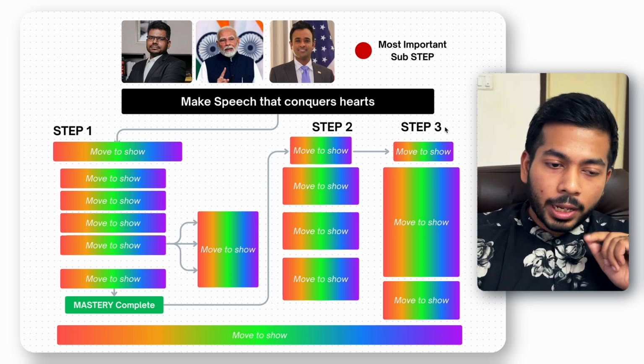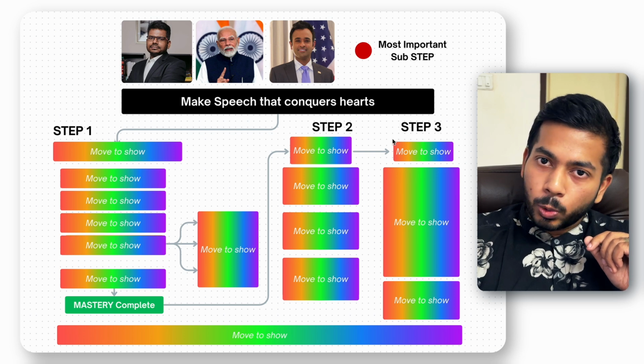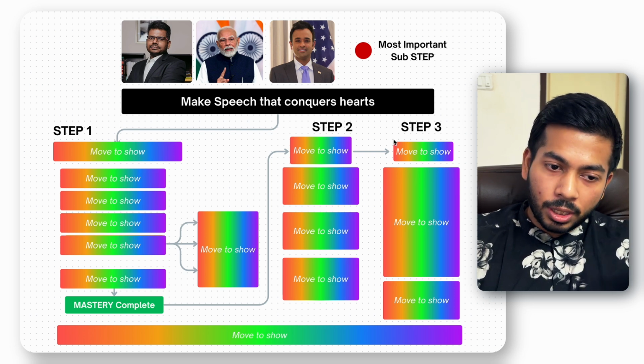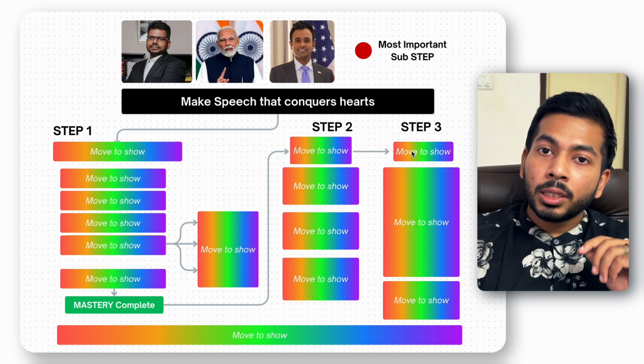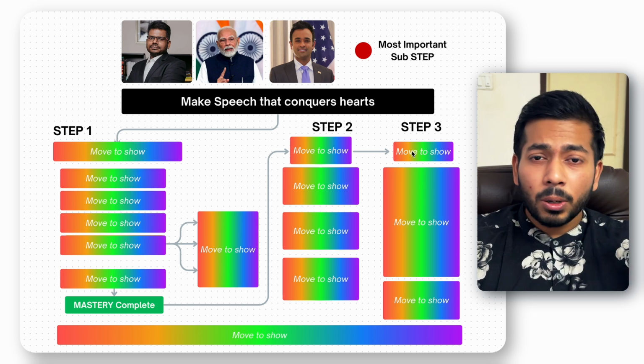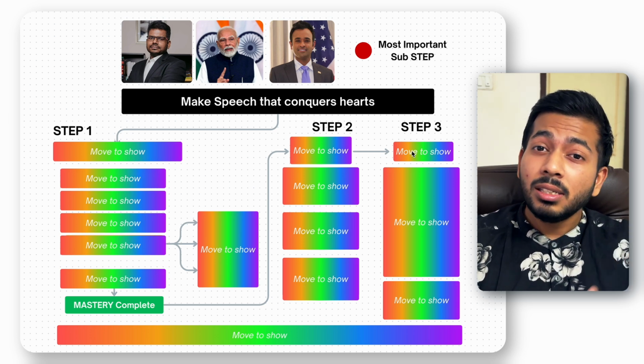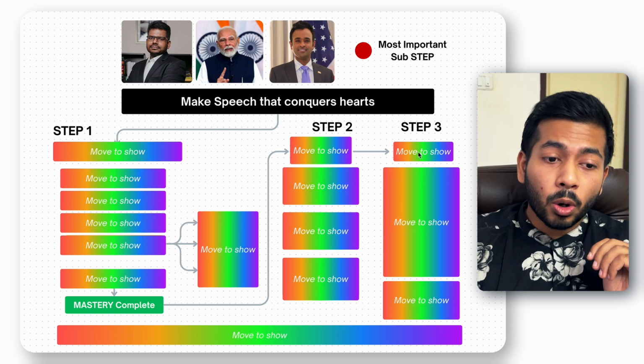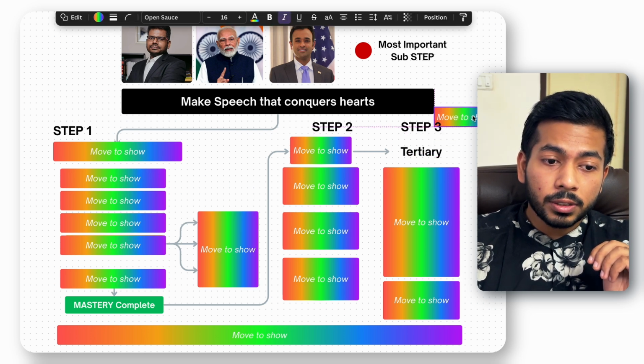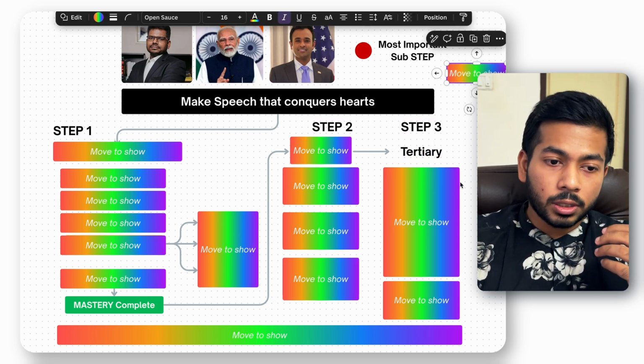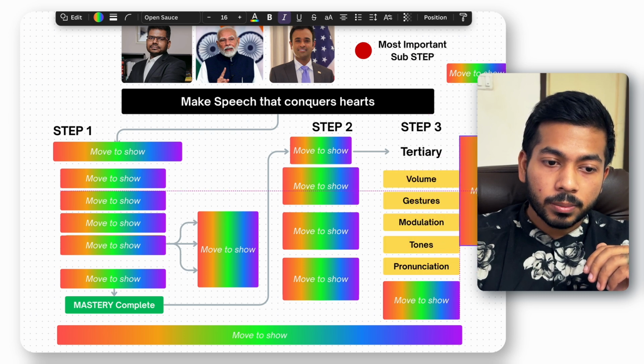The first thing which I want to tell you is there are steps to it. There's a step one, step two, and step three. The last step is something that the whole world knows about, talks about, but is the least important step. I'll show you what it is. The last step over here is the tertiary or the third step. And then look at this.